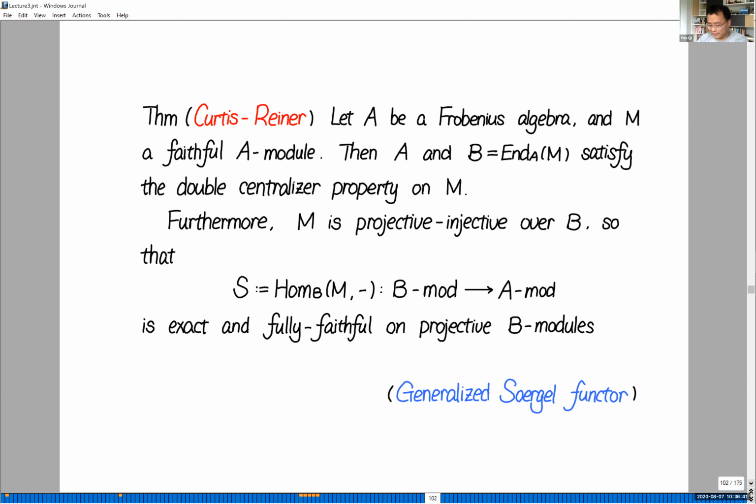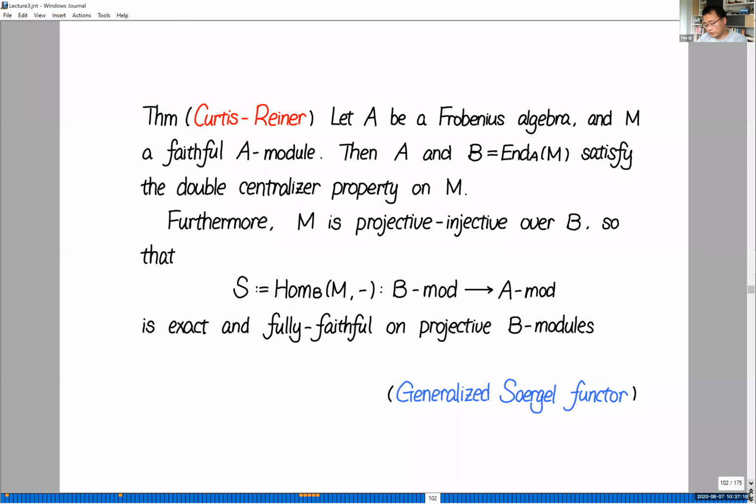So I'd like to advertise this beautiful theorem that is definitely more general in the study. Let A be a Frobenius algebra and M a faithful A-module, then the double centralizer property is satisfied. So A and B satisfy the double centralizer property on M. All you need is that A doesn't lose any information on the module M, so M is faithful. And furthermore, in this context, M is always projective injective. So it's both a projective and an injective module over B.